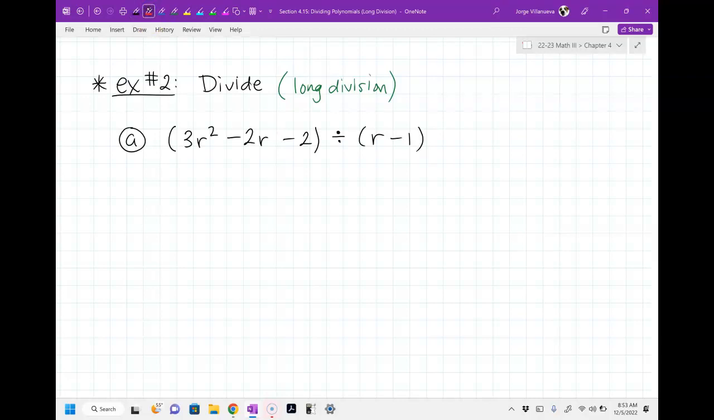So your first step is to write this out the way you would have done the old school problems, right? If I remember the one I just did, what did I do? Like 257 divided by 2. And then I wrote it as a little setup, right? So I'm going to do the same thing. I'm going to write 3r squared minus 2r minus 2. And I'm going to divide that by r minus 1.